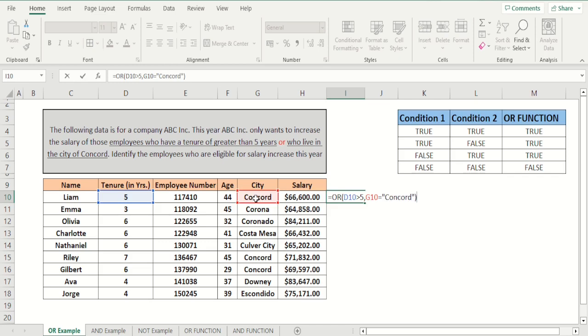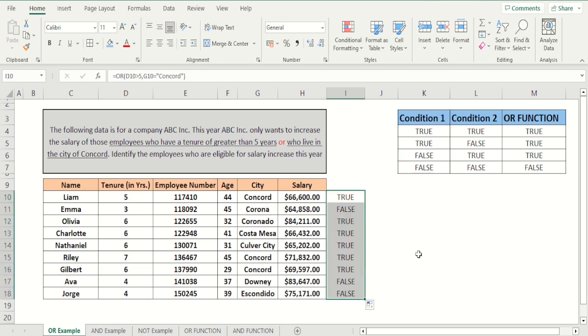All right. So if both the conditions are satisfied, or if even one of them is satisfied, the answer should come out to be true. So let's see what happens. In the first row, it's given us the answer true. One of the conditions is satisfied: the tenure is not greater than 5 years, but the city is Concord, and the answer is true, as expected.